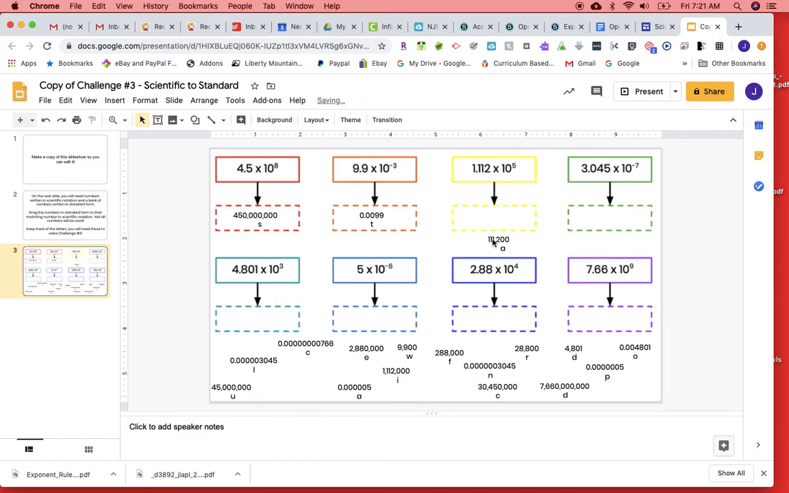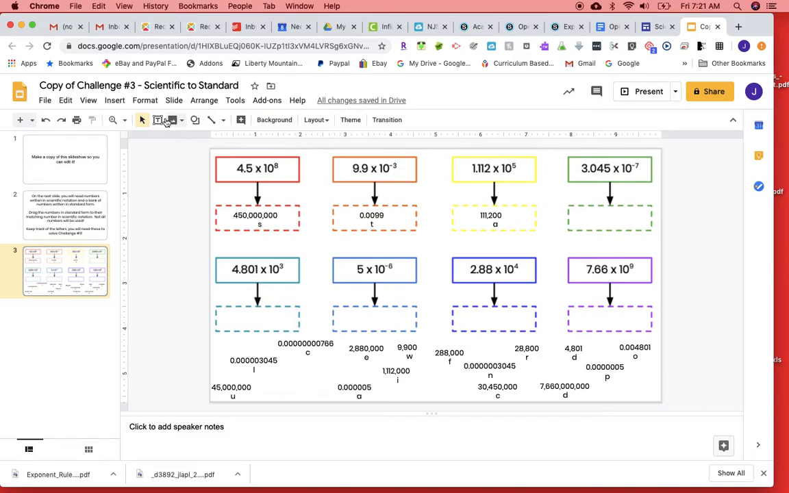Let's drag it up. All right, next one, 3.045 times 10 to the negative 7th. The negative 7 should tell us we're moving our number. Okay, this number has to be small, so I'm going to move my decimal 7 places left. So I'm going to move it 1 and then add 6 more zeros in front, because 6 plus 1 more will get our decimal where it originally started.